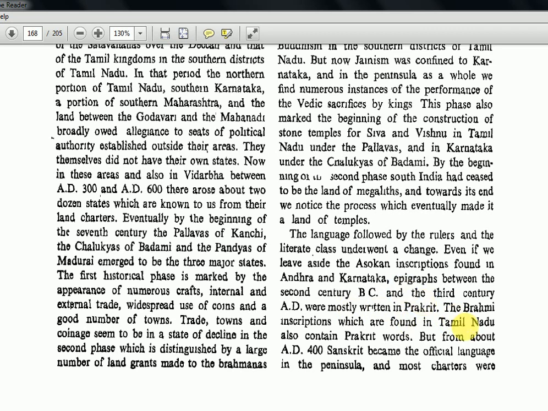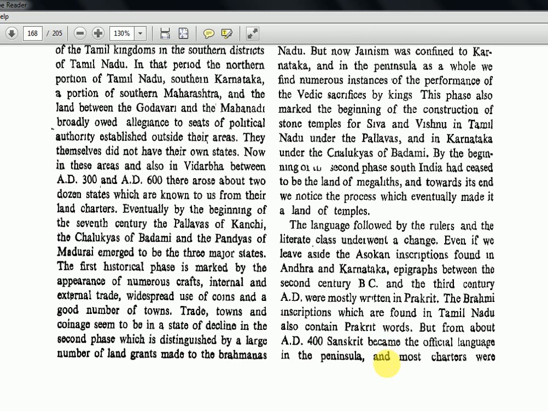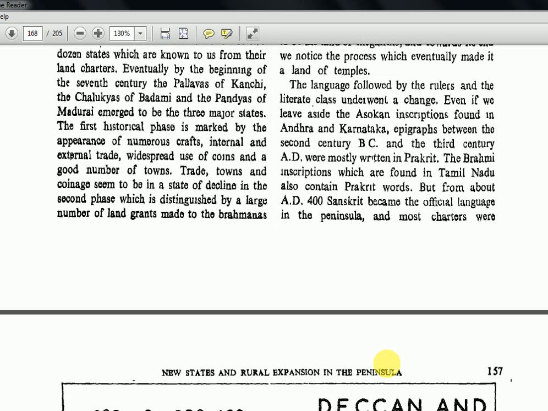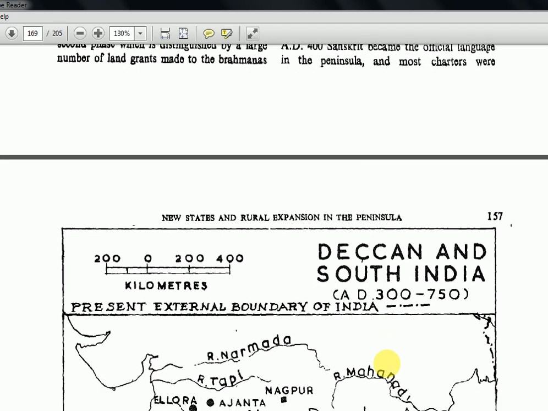Now, the Brahmi inscriptions, which are found in Tamil Nadu, also contain Prakrit words. But from about AD 400, Sanskrit became the official language of the peninsula, and most charters were composed in it. Okay, so like that, Prakrit is changing to Sanskrit. That is what they are telling.